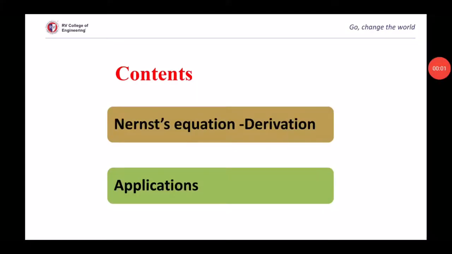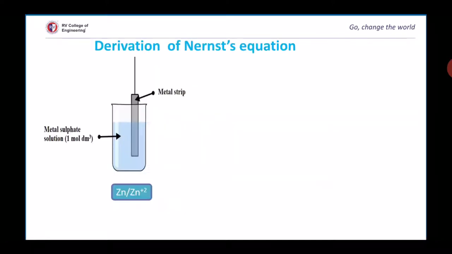In today's class, we will derive a quantitative relationship between free energy change and potential of an electrode by using a thermodynamical concept, that is Nernst equation and its applications. Derivation of Nernst equation. Let us consider a metal rod dipped in its solution.